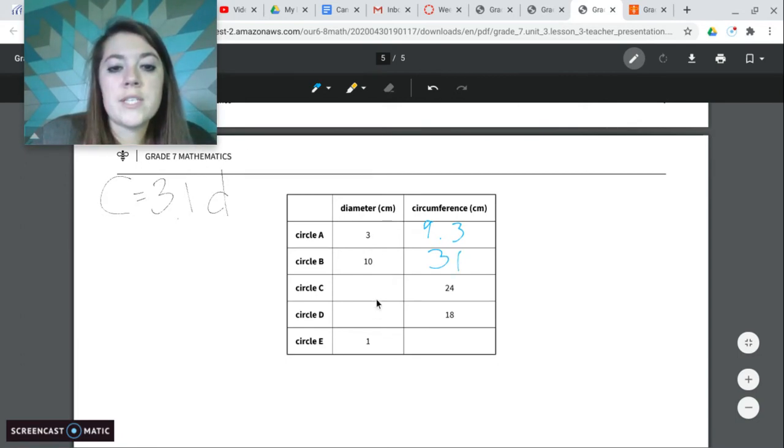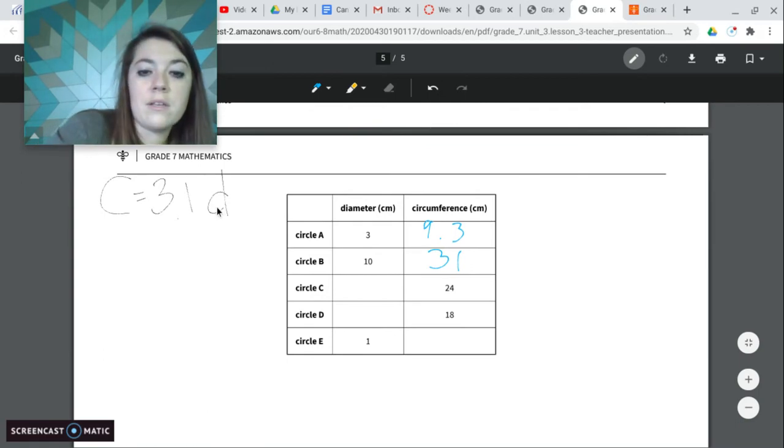Now, for C and D, we're given the circumference instead of the diameter. So we're going to do those last and finish out the last one with the diameter. So for circle E, we have a diameter of 1. So we're just going to take 1 times 3.1. So we end up with 3.1 for circumference.